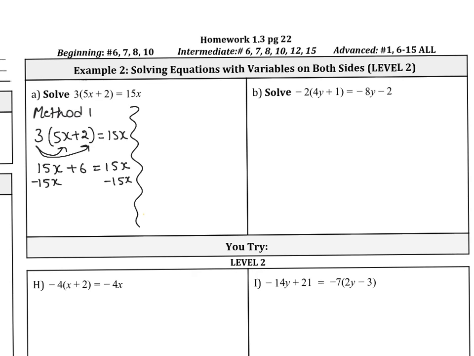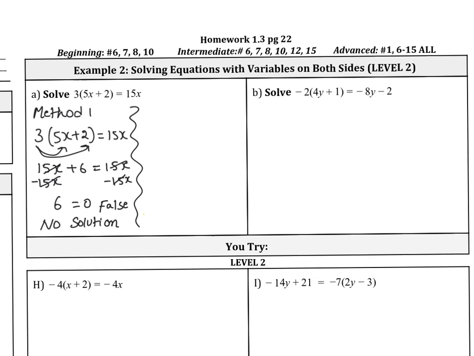By doing that, we can see that the variable is cancelled from the equation. So there is no variable left in the equation. Now we are going to see if 6 equals 0 is true or false. We know that 6 is not equal to 0, so it's going to be false. Whenever we get a false result at the end, we say there is no solution to this problem.